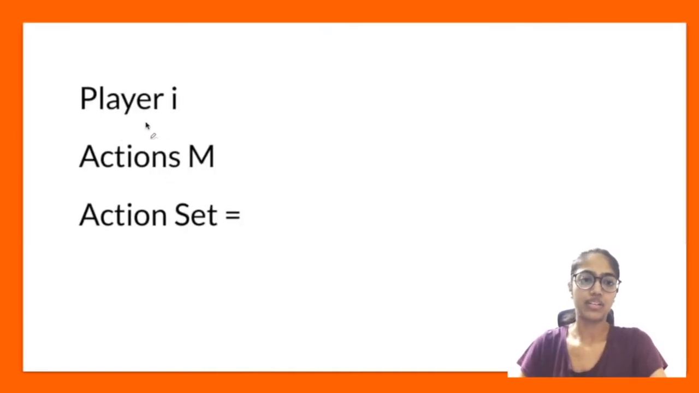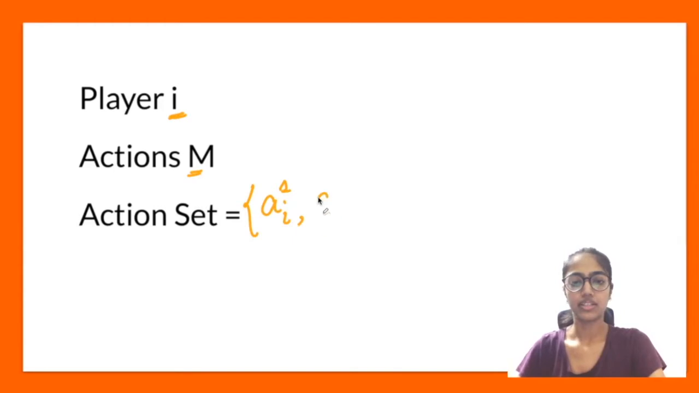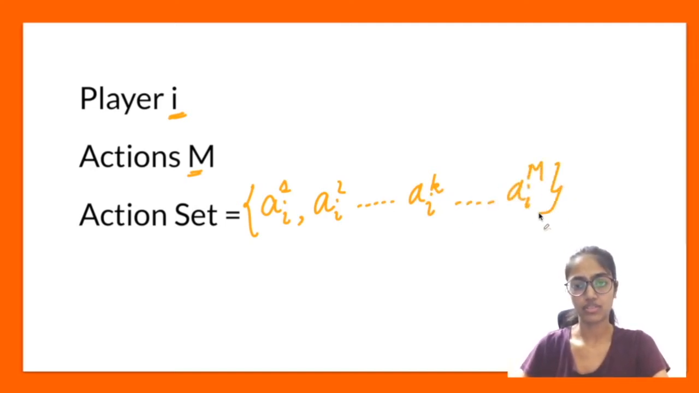Let's assume that player I is playing the game. He has m possible actions or strategies. The action set for player I for m actions can be written as A_I^1, A_I^2, and so on to A_I^K and A_I^m, which is the total number of actions. Here, the subscript refers to player I and the superscript refers to the action played by player I.